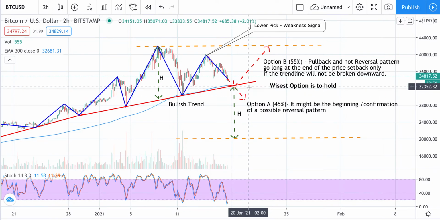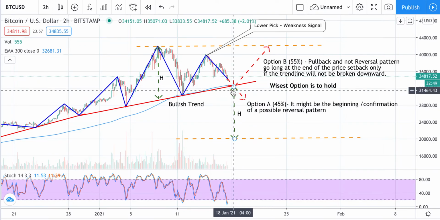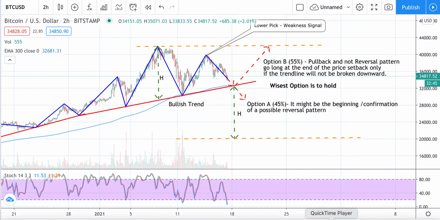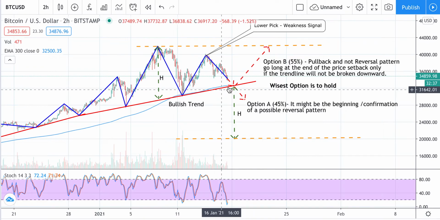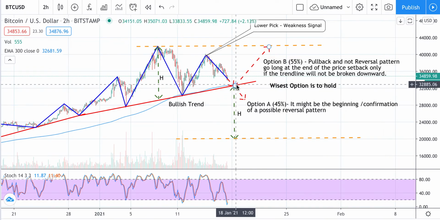Because if this trend line is broken, it's going to be a further weakness signal, as well as if this exponential moving average of 300 is broken. They almost match together. This is the level that we need to look at. We need to watch carefully what's going to happen there.